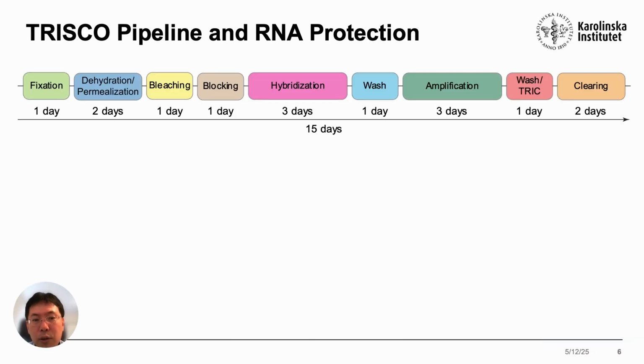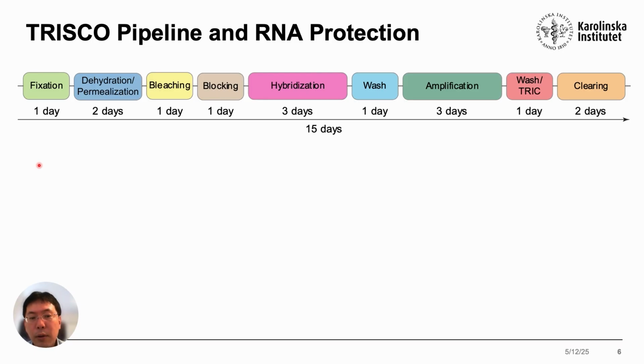Next, I'll guide you through the TRISCO pipeline and explain how we safeguard RNA integrity. The TRISCO pipeline consists of several steps: fixation, dehydration, permeabilization, bleaching, blocking, hybridization, signal amplification, tissue processing, and organic solvent clearing. The protocol takes 15 days in total for processing a whole adult mouse brain.